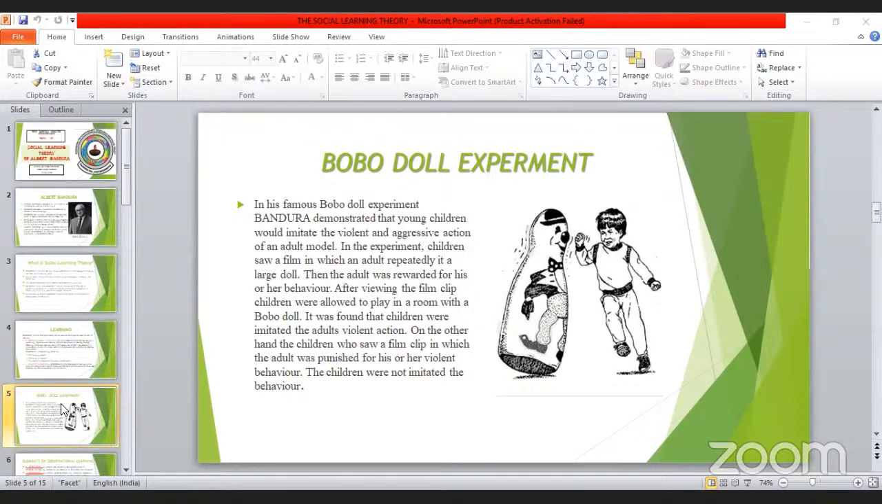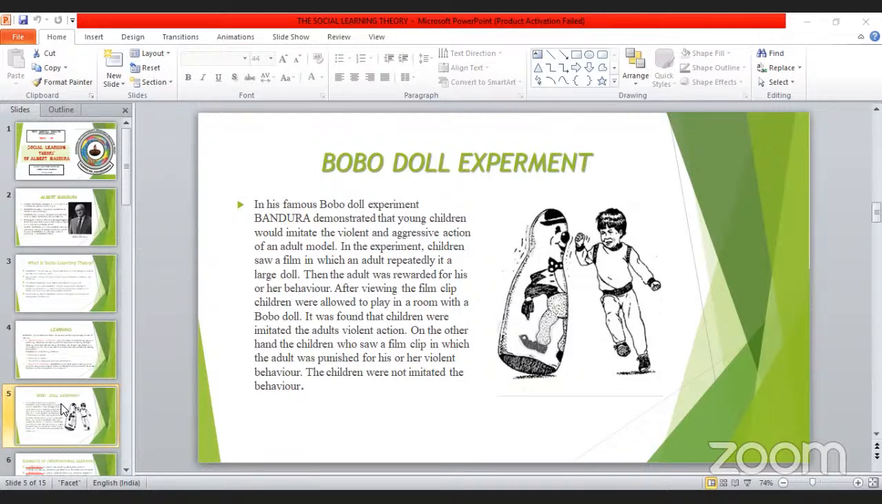Bandura explained that children would learn through imitating others. Children would imitate the aggressive action of an adult model. In this experiment, children were shown a film clip in which a child is hitting a Bobo doll, and after that, what are the consequences of hitting the Bobo doll? Here Bandura took two groups, Group A and Group B.